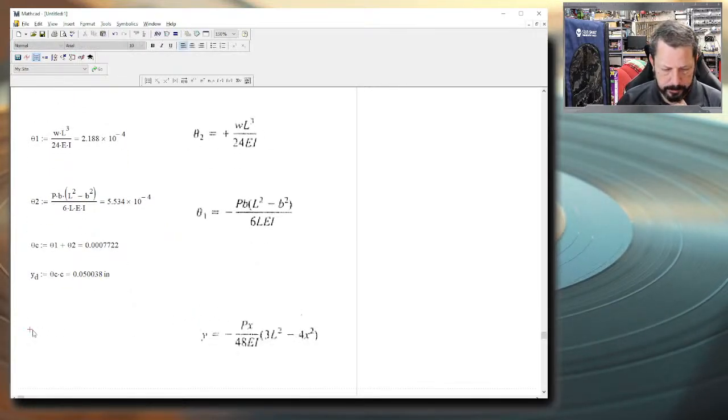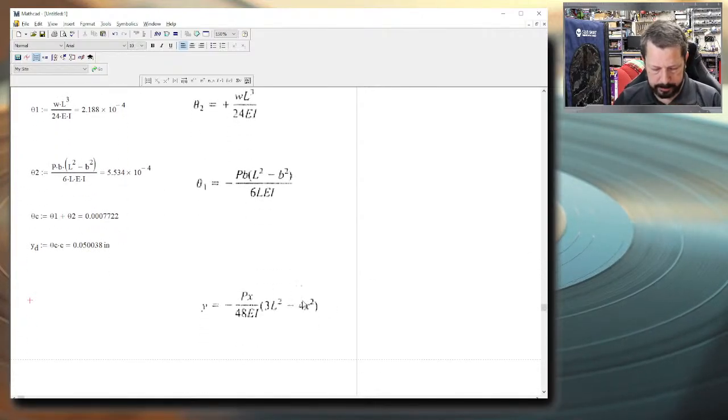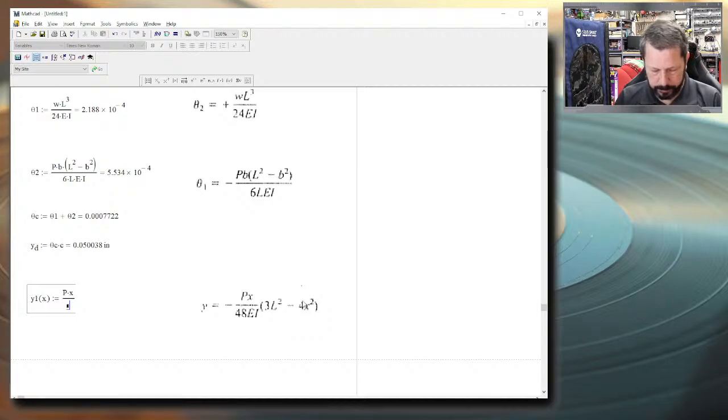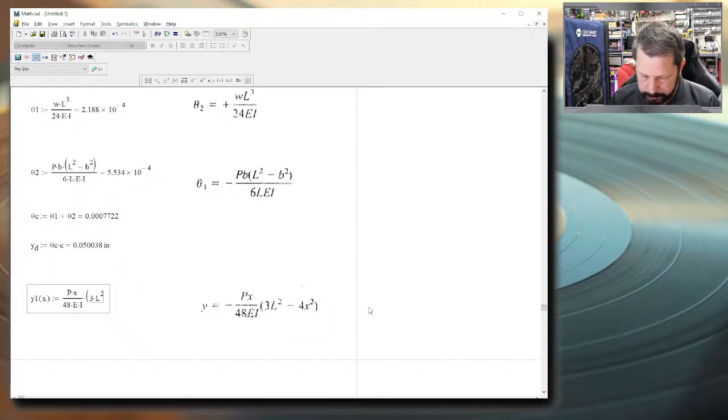And now we'll have, I guess I can just keep redefining these things. Y1 of X is this equation. P times X over 48 times E times I times 3 times L squared minus 4x squared.